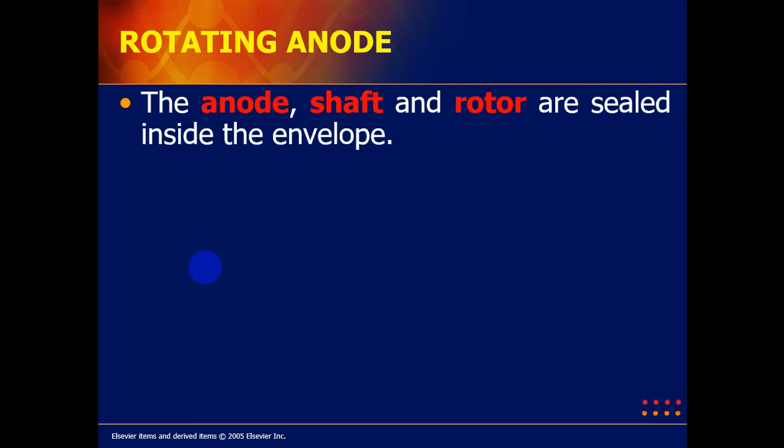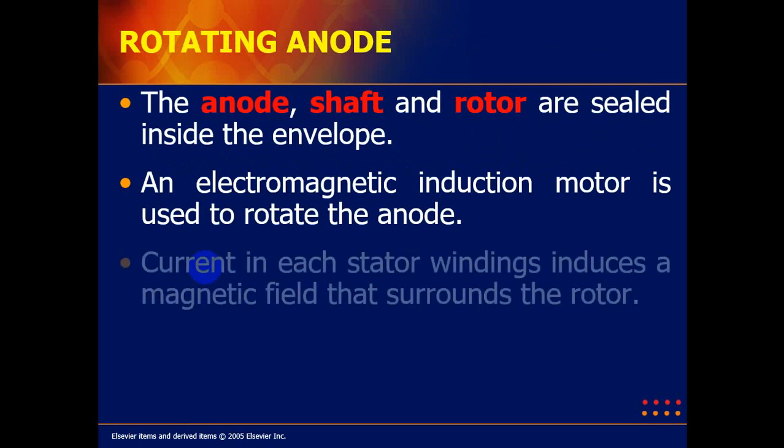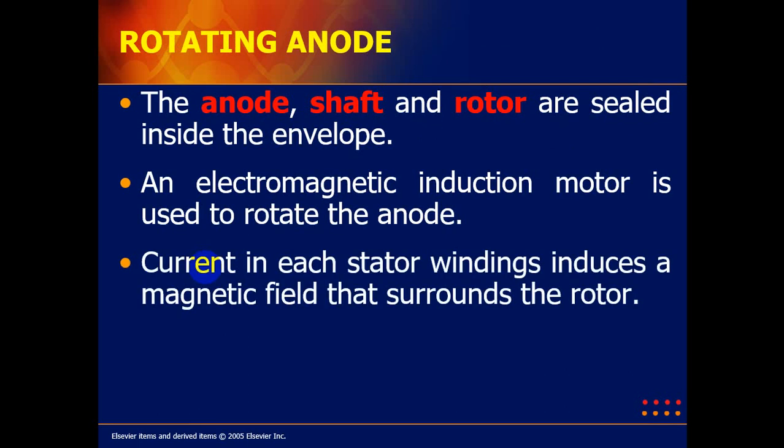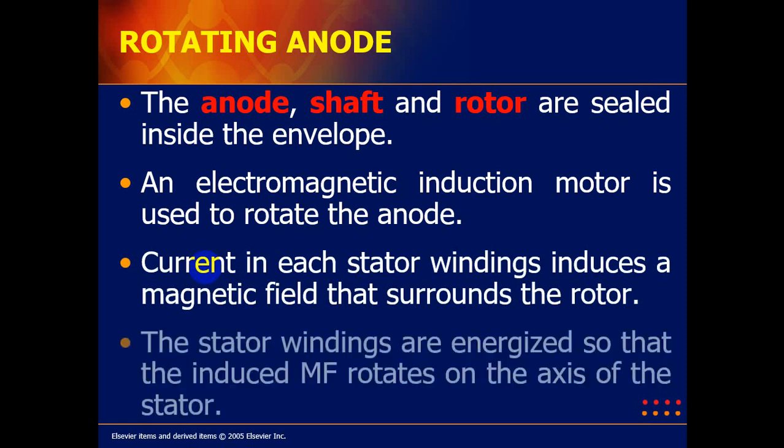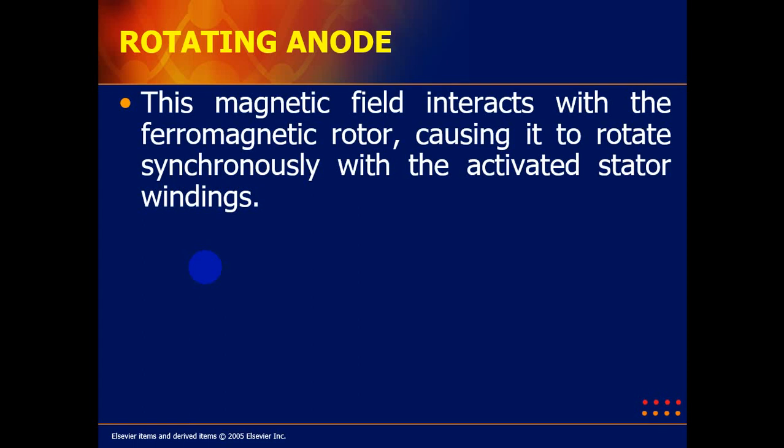The anode shaft and rotor are sealed inside the envelope. An electromagnetic induction motor is used to rotate the anode. Current in each stator winding induces a magnetic field that surrounds the rotor. The stator windings are energized so that the induced magnetic field rotates on the axis of the stator. This magnetic field interacts with the ferromagnetic rotor, causing it to rotate synchronously with the activated stator windings.